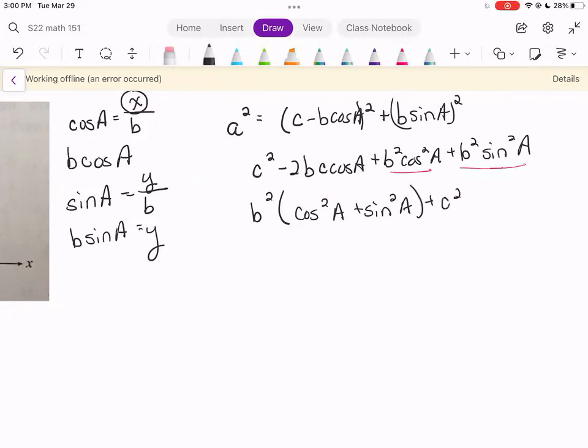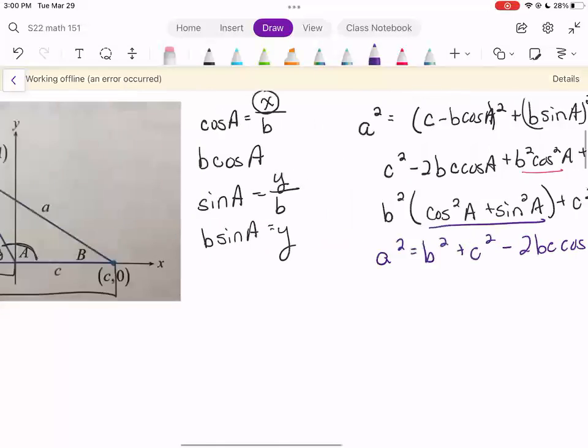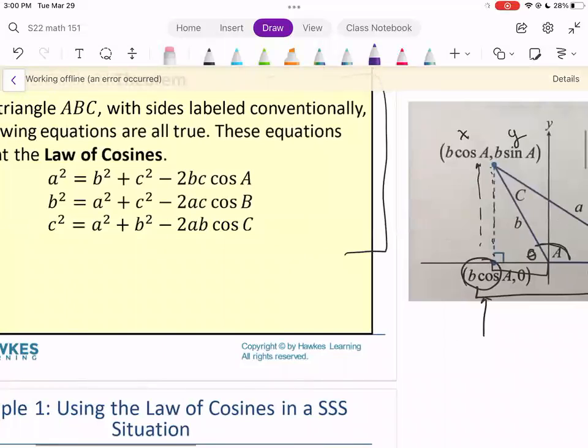Plus, we still have c squared minus 2bc cosine of A. Remember from your identities that this is 1, so we're left with a squared is equal to b squared plus c squared minus 2bc cosine of A. And the other forms of the law of cosines can be proved similarly.